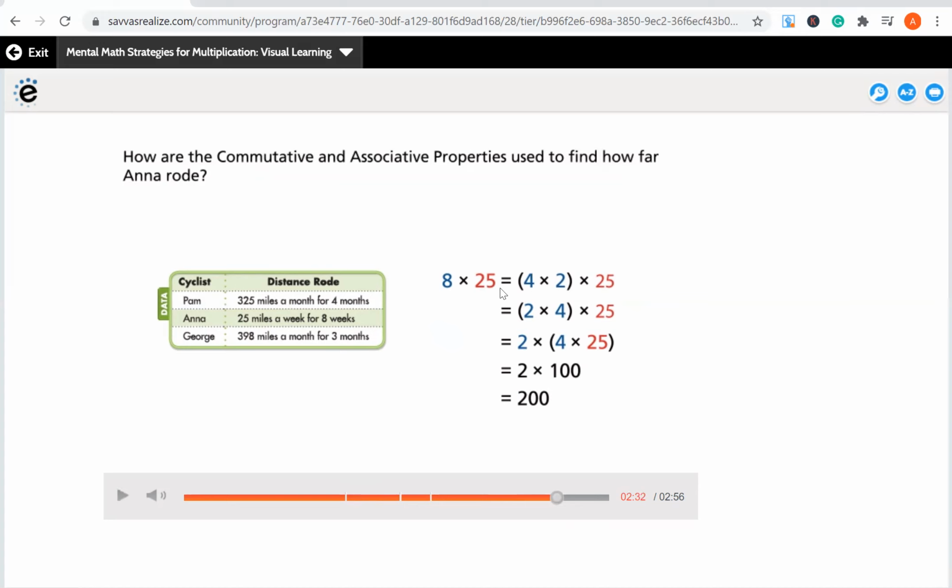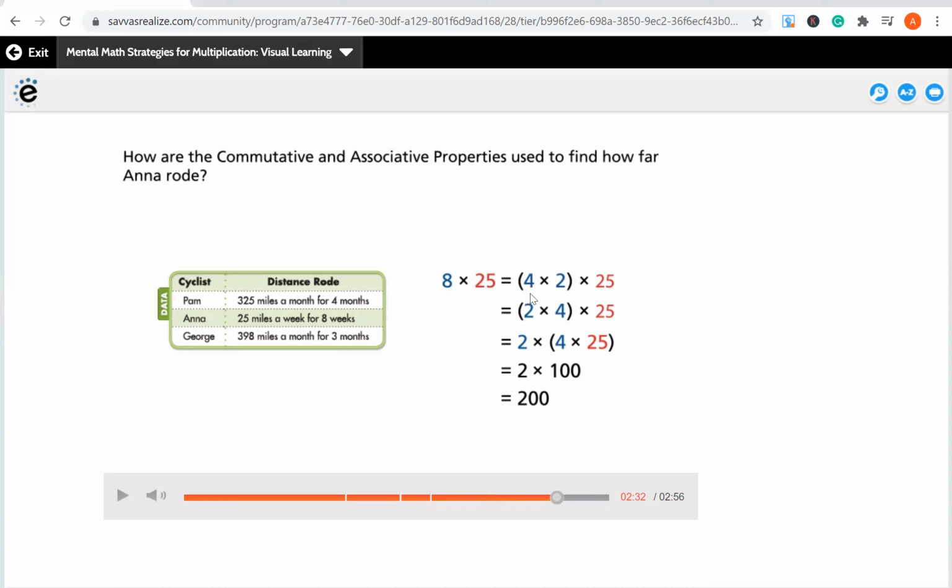This is another property here, 8 times 25. So we can separate the 8 into 2 multiplying numbers. 4 times 2 equals 8. Okay, guys, 4 times 2 equals 8. So here we used 2 multiplying numbers to give me 8.